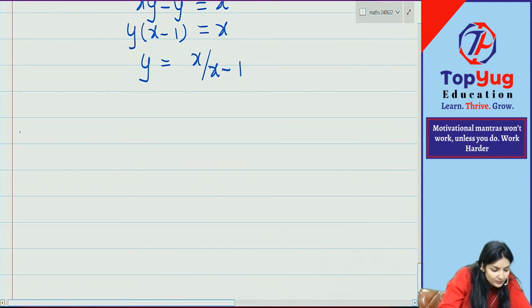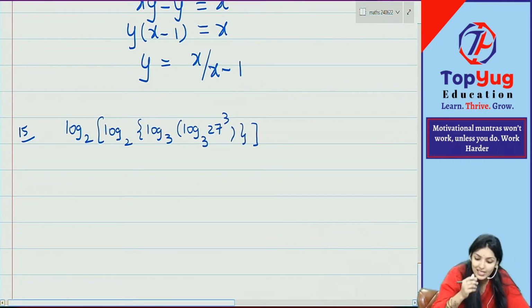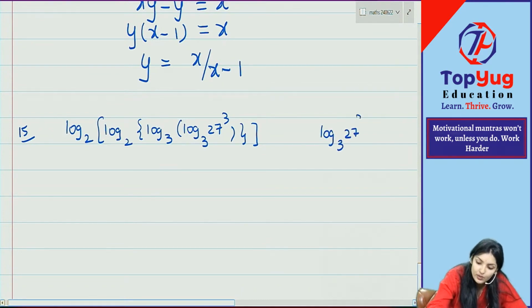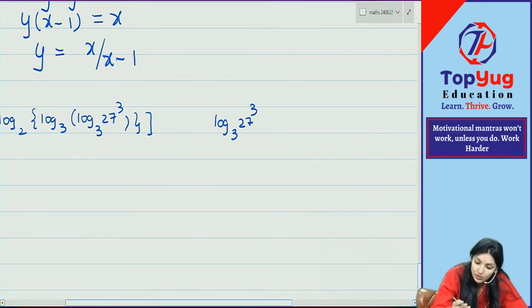Zero answer. Okay, 1 minute, I'll just do it. So the 15th one: log 2 base, again base, and then log 3 base, and then log 27 to the power 3 to the base 3. So guys, I'm doing it over here: log of 27 to the power 3 to the base 3.